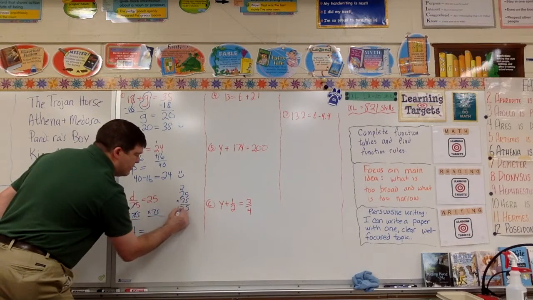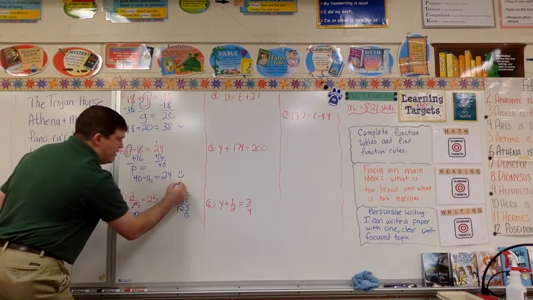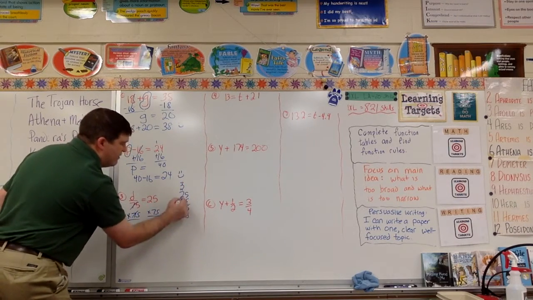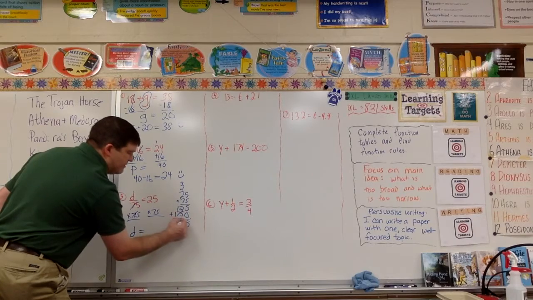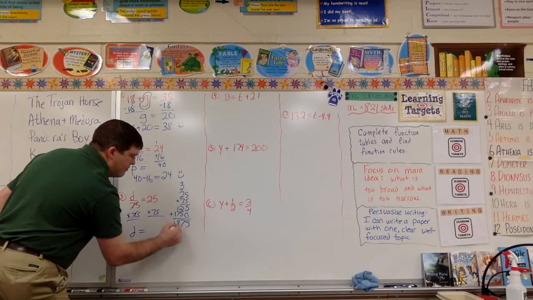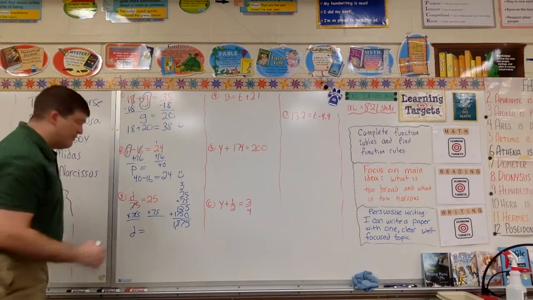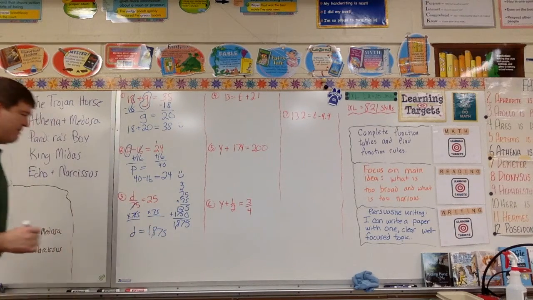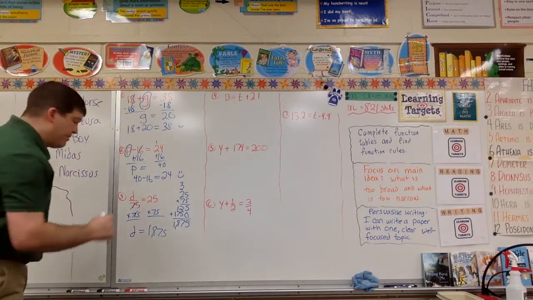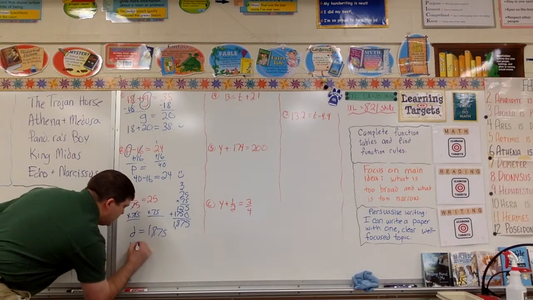10 plus 2 is 12. Add my 0. 35. 14, 15, 16, 17. There you go. Now I add them up. 5, 7, 8, 1. 1,875. 1,875 is d. And if I want to check it, I'm going to put d right here.